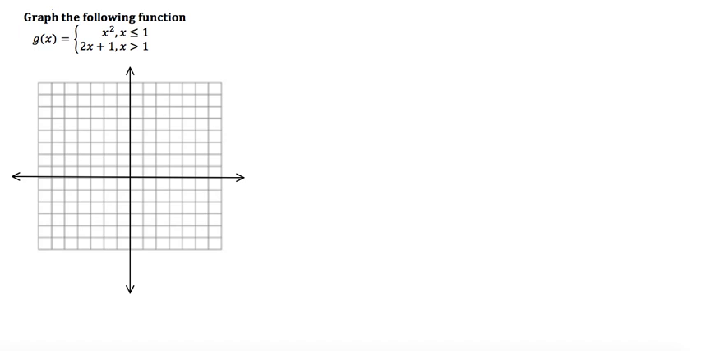So what you should get into the habit of doing here is you can plug in some numbers, but I also want to emphasize that we need to check the endpoints. And what I mean by endpoints is the place where the function switches over. So at 1, the x squared function will give us 1. At 1, the other function, 2x plus 1, will give us 2 times 1 plus 1, which is 3.